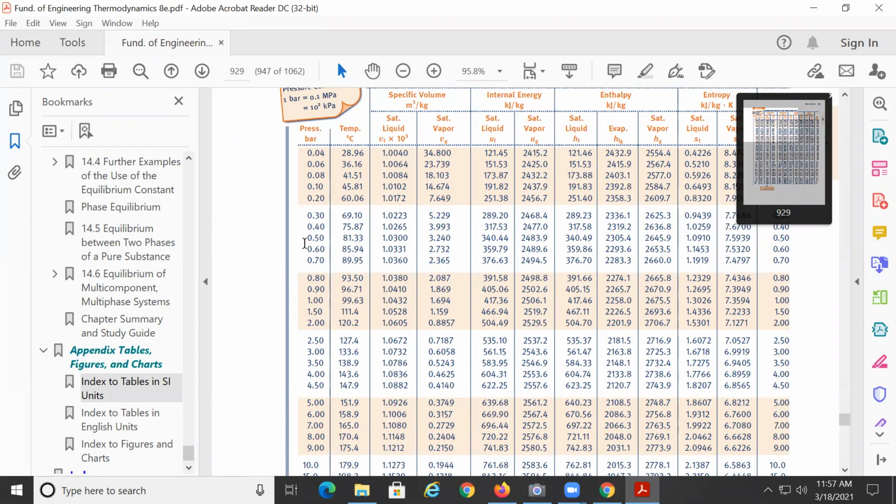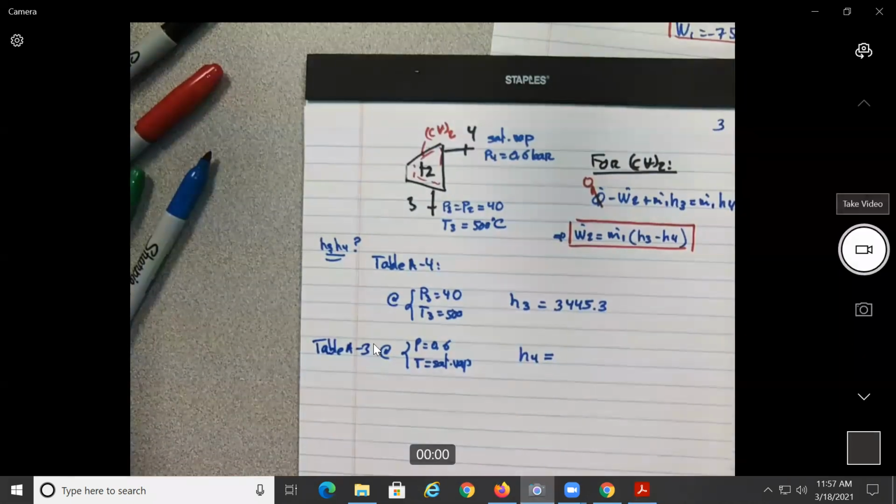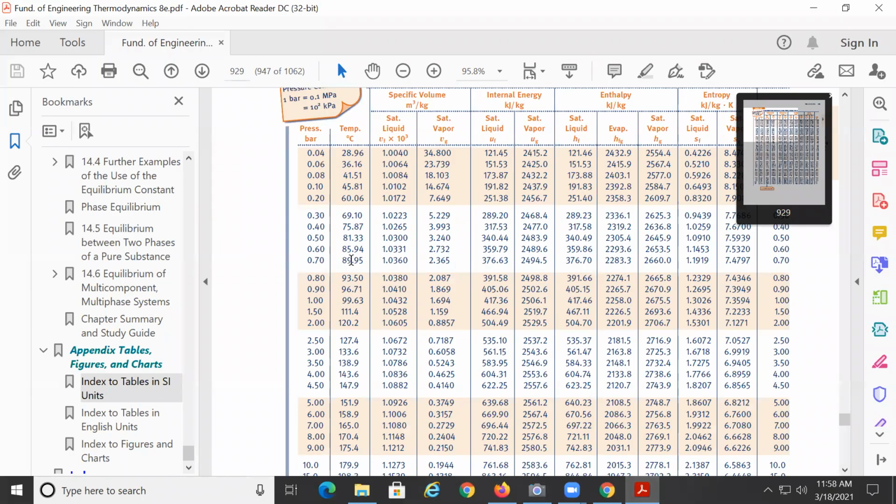So table A3 for this one. Hold on one second, let me go back to this one over here. For this one, we're going to use table A3. At P equals 0.6, what do we have? We know the temperature, but we don't need it. It's 86.94. And we're looking for what? We know it's saturated vapor. We're looking for the H sub G, no? Which would be then 2,653.5.